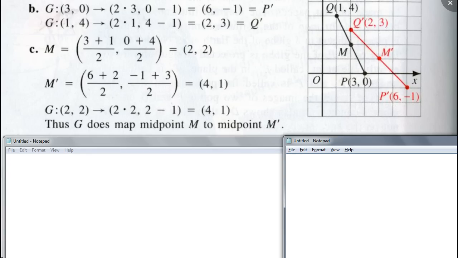Does that make sense? And so if it does that, of course, the midpoint of QM will be the midpoint of Q prime, M prime. The midpoint of M to P will be the midpoint of M prime, P prime. In other words, every single ordered pair here is going to line up nicely as a line segment. It's not going to be some kind of curve. Does that make sense? So this transformation maps line segment to line segment.